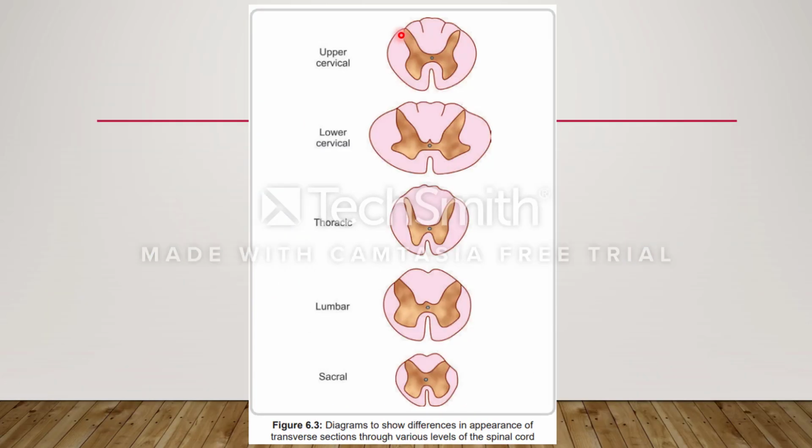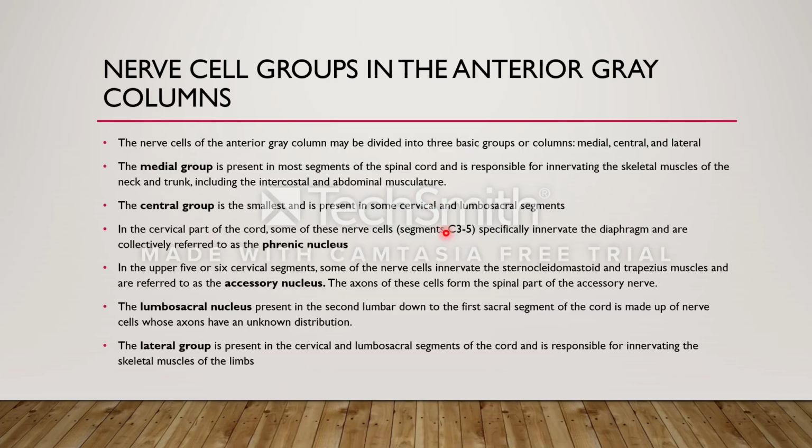See here in this diagram, this is the H-shaped area or gray matter. This H is maximum in the cervical region. See here, it is more in the cervical region and in the lumbar region, because in the cervical region they will supply the upper limb muscles, and in the lumbar region it will supply the lower limb muscles. This gray matter is less in the thoracic region.